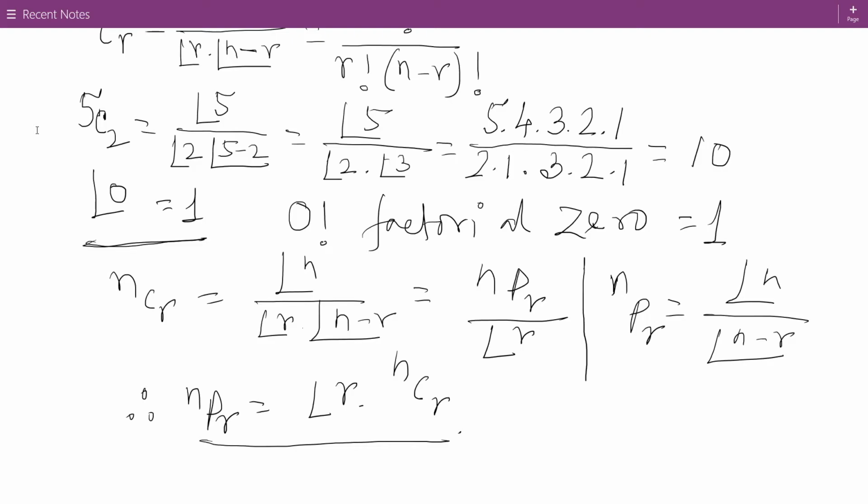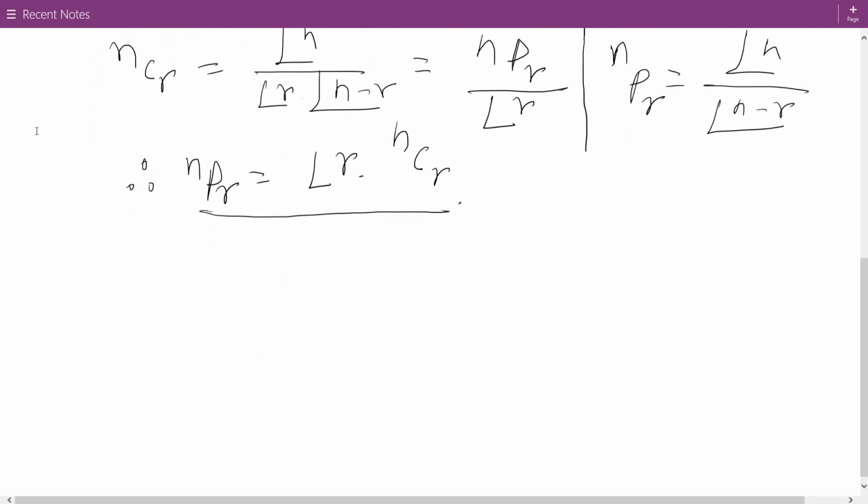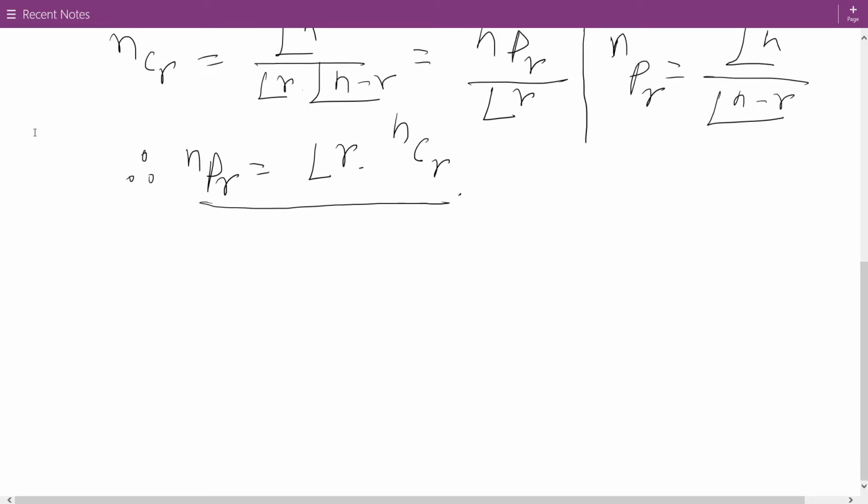Now we can move to the binomial theorem. Binomial theorem is a basic application of combinations. Now we can discuss the binomial theorem.